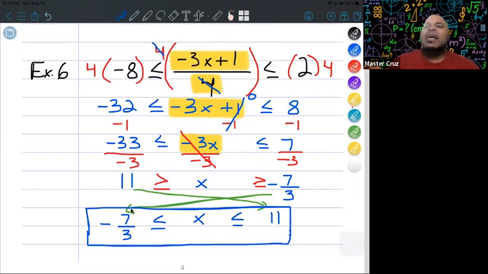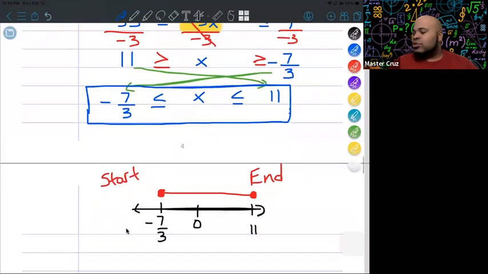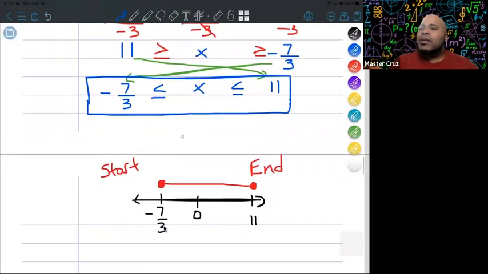And you might be asking, how do I graph -7/3? Well, it's actually very simple. -7/3 is a negative number, so is it to the left of 0 or to the right of 0? It is to the left, and you don't have to find a decimal or anything. You just literally divide -7/3, and that will be all. So you start here, you end here. So you end at 11. So hopefully this makes sense. This is solving compound inequalities.